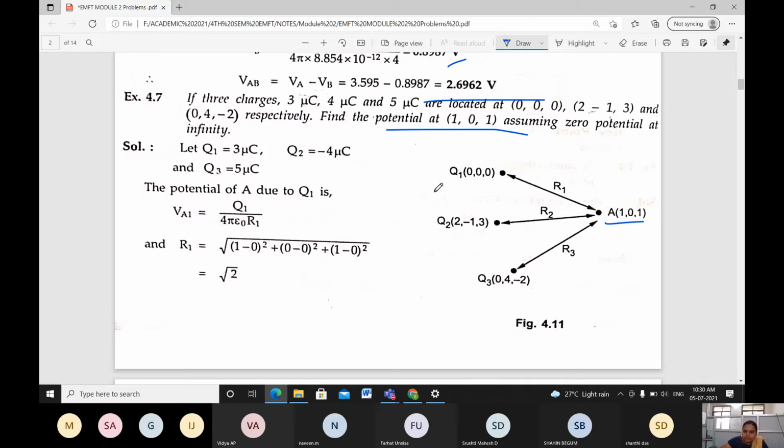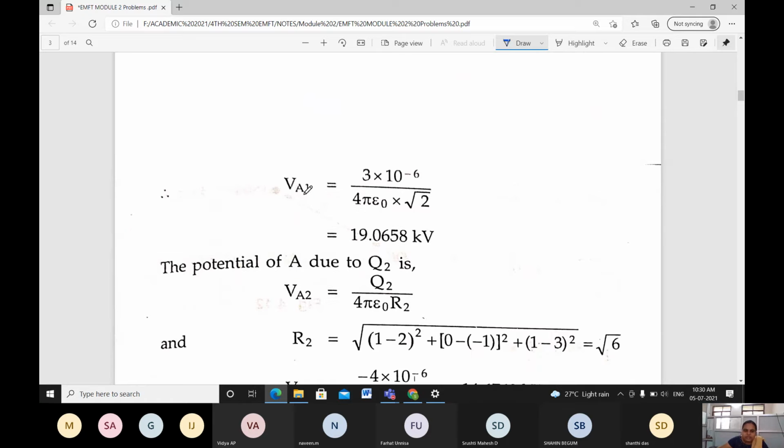Then first you have to find, with respect to A, with the first charge, VA1, we will consider Q1 divided by 4 pi epsilon naught into R1. Then follow the same steps when finding the distance, that is R1 is going to be 1 minus 0, 0 minus 0, 1 minus 0, that whole squared, and take the square root of that. Then you will be getting square root of 2. Then substitute, VA1 is going to be 3 into 10 raised to minus 6 divided by 4 pi epsilon naught into square root of 2. Then calculate for this, you will be getting 19.0658 kilovolts.